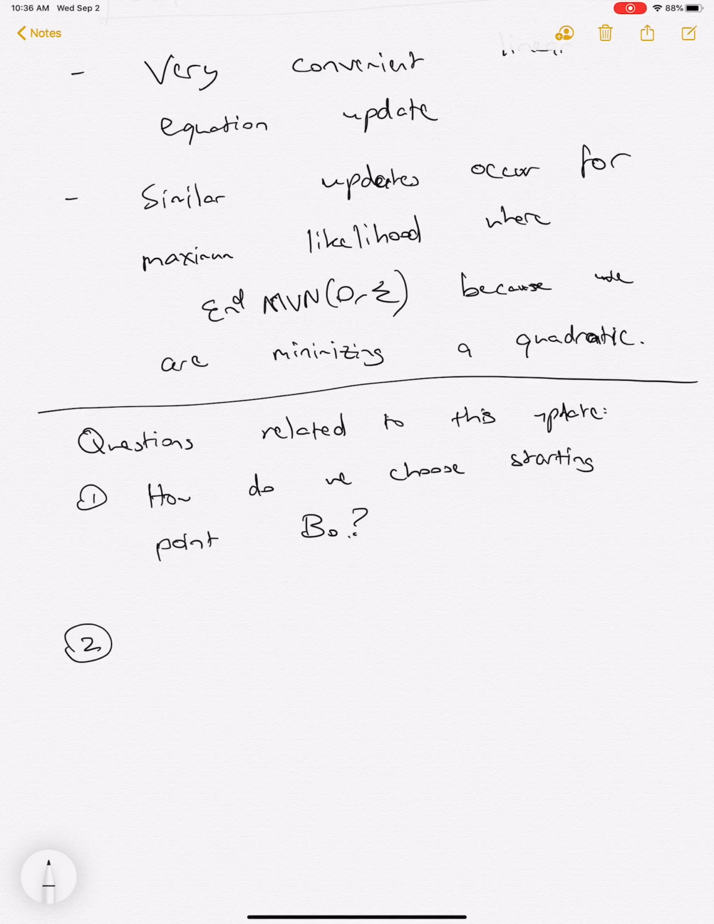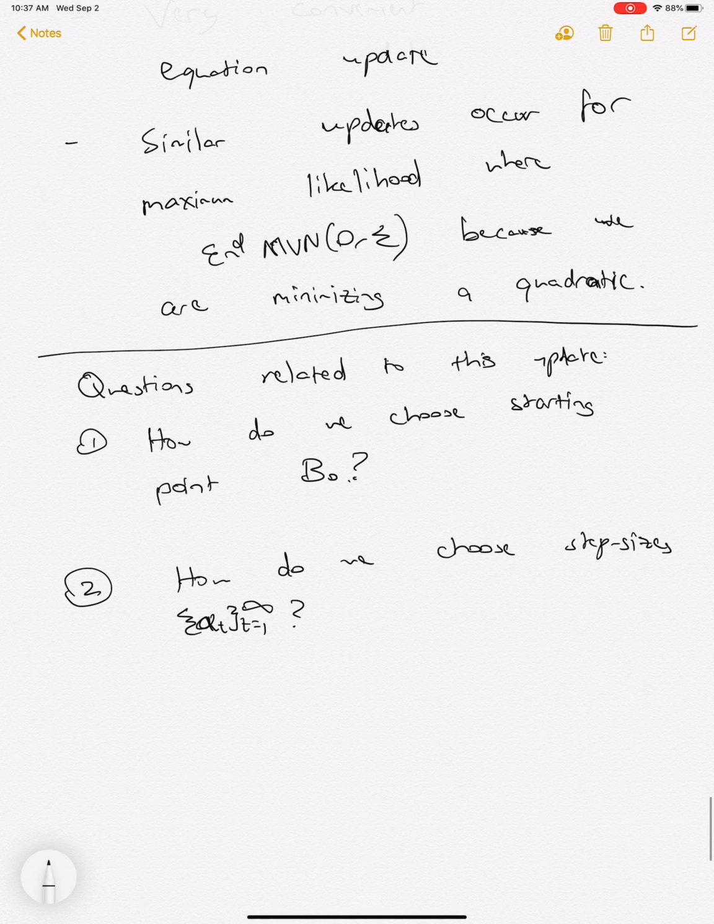The second thing is how do we choose step sizes? We have this whole bunch of step sizes, and we haven't really talked about how to choose them. If we want to implement this gradient descent update, that's something that we certainly have to worry about.